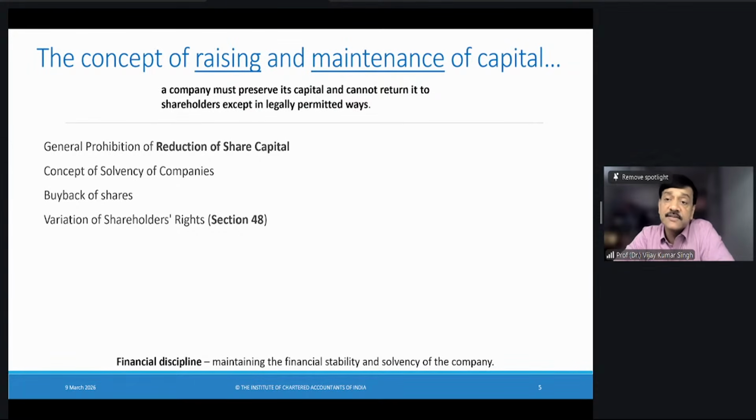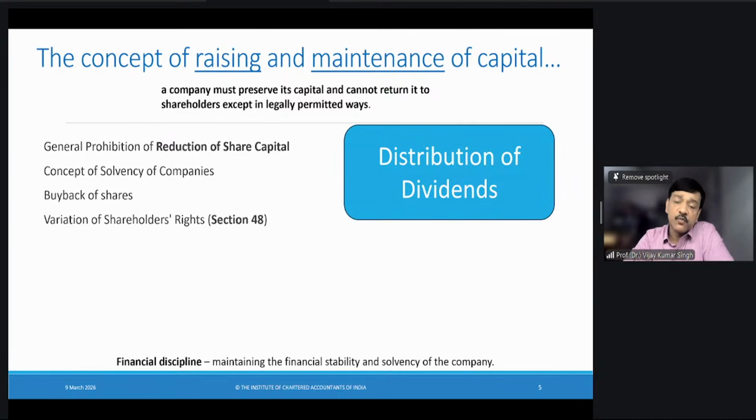But why are we doing these checks and balances? What is the necessity? There are three legs to it. One is distribution of dividends. If you don't have rules, the shareholders would ask you to sell the assets and give them dividends, or give them dividends irrespective of the profit which the company is making. So this cannot happen, right?